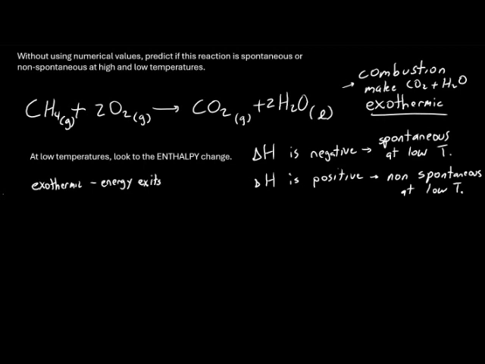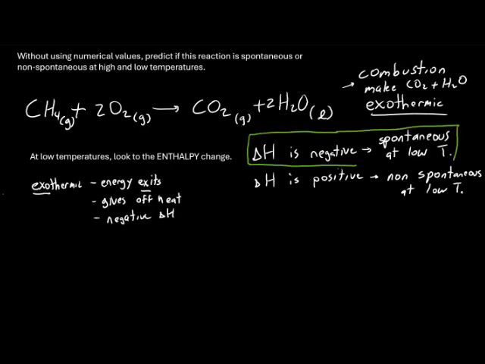This might be easier to remember. Exothermic starts with EX and exit starts with EX. In more practical terms, we can think of this as something that gives off heat. And anything that gives off heat has a negative delta H. So in this case, our delta H for this process would certainly be negative, and that tells us this reaction would be spontaneous at low temperature.